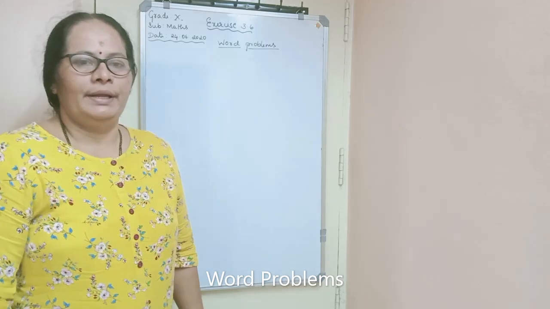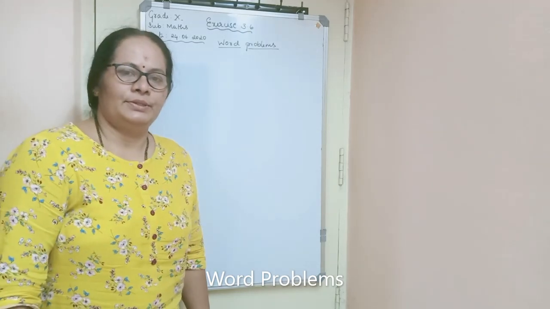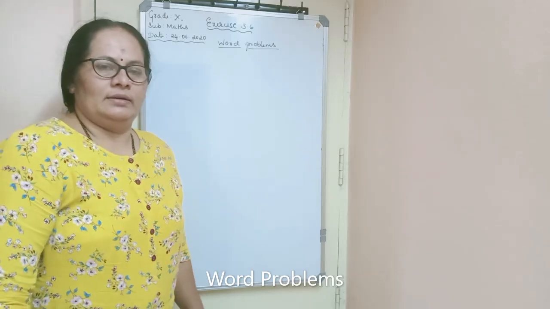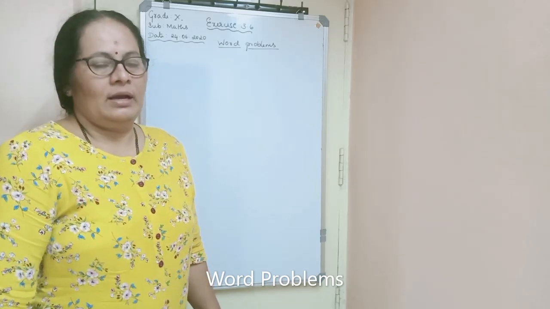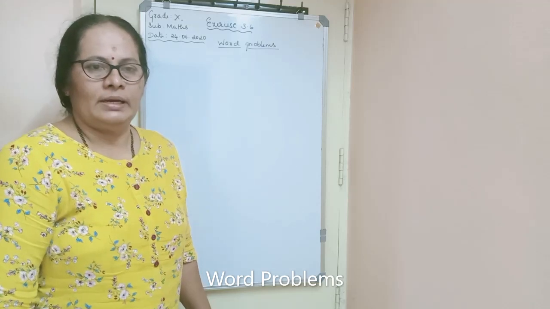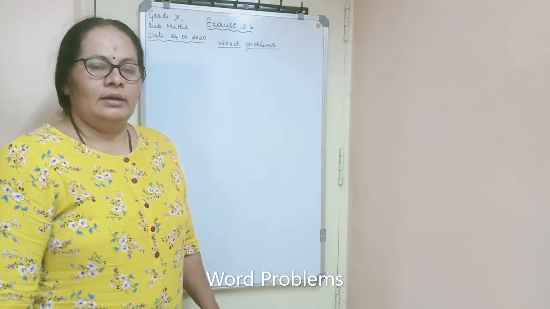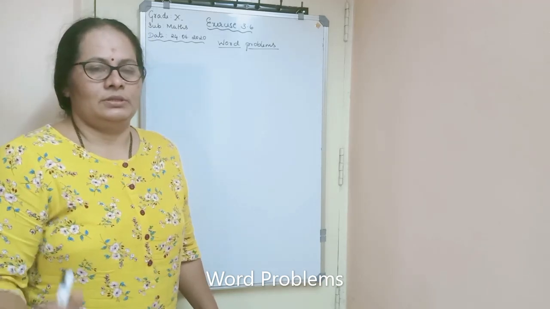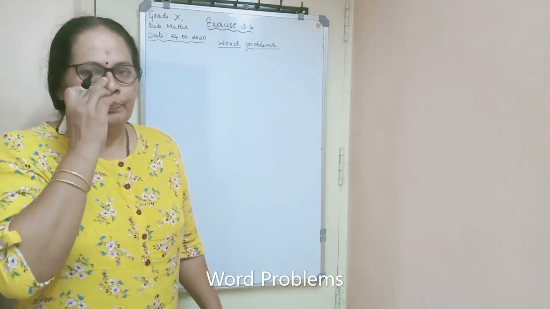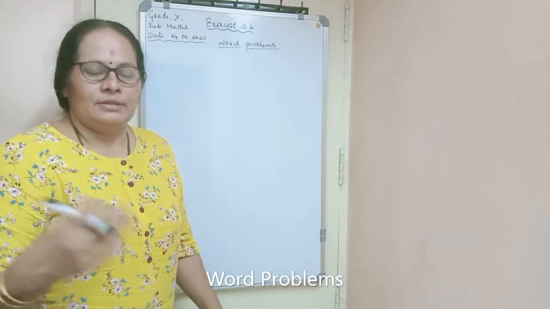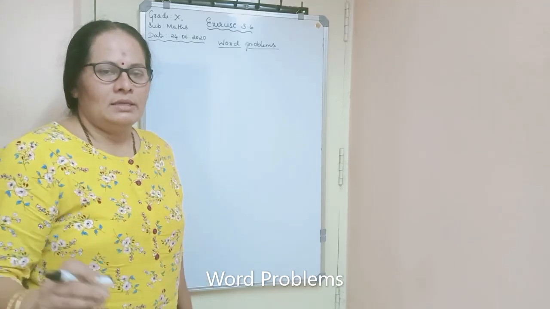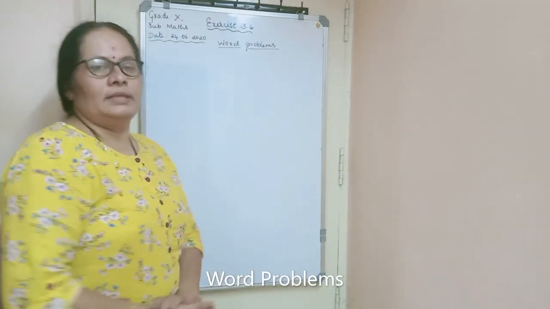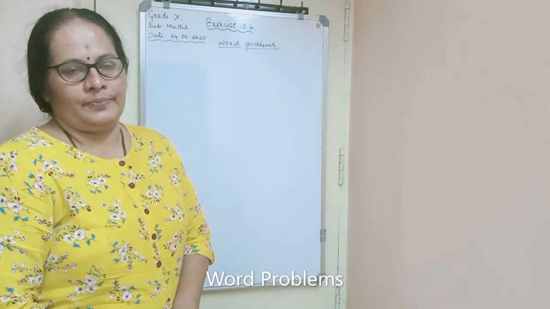In the previous video, we discussed algebraic methods to find the solution of the equations. First, we learned the substitution method, elimination method, cross multiplication method, then equations reducible to a pair of linear equations. In all these methods, we find the solution of the equations, x and y. Today I am going to discuss exercise 3.6 word problems.